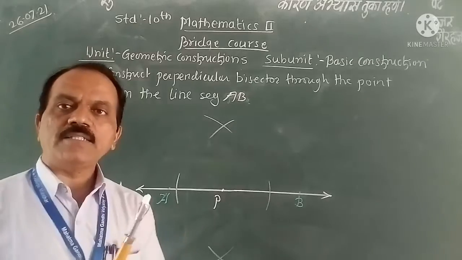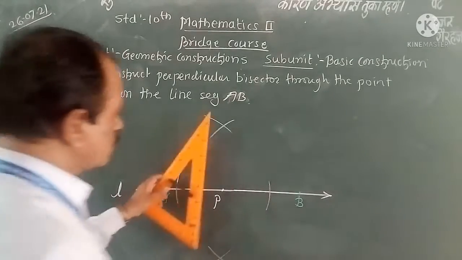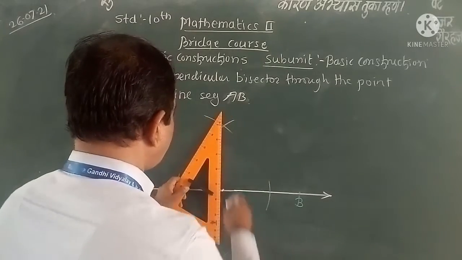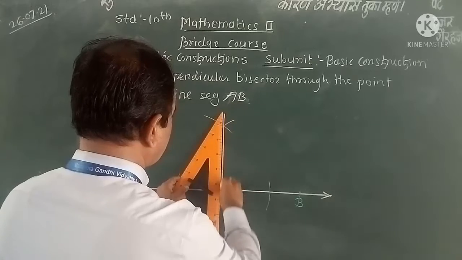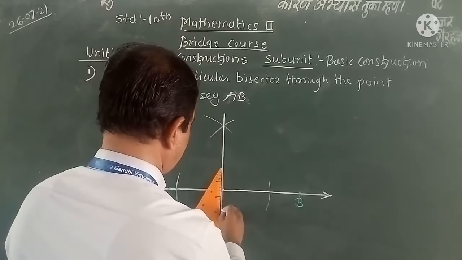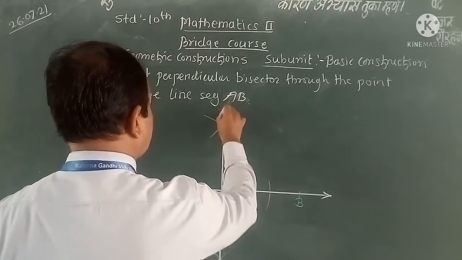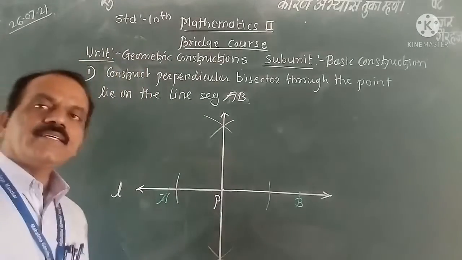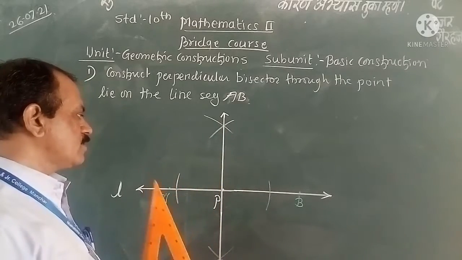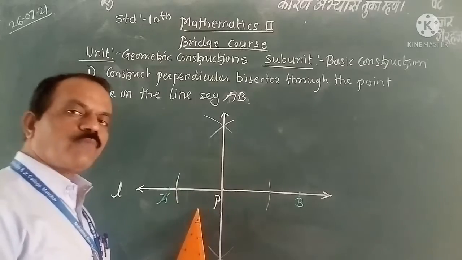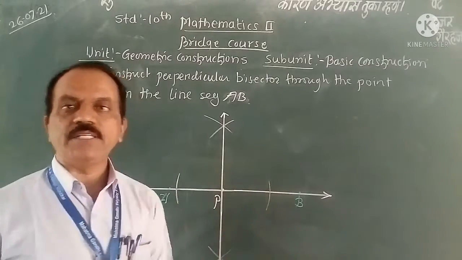And then we join these 2 points of intersection. This is a perpendicular bisector of the segment AB through the point P which lies on the line segment AB.